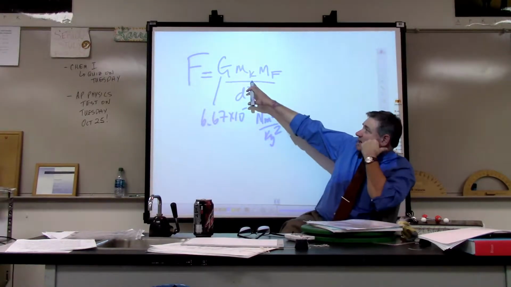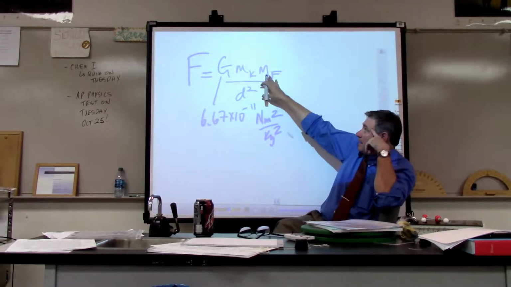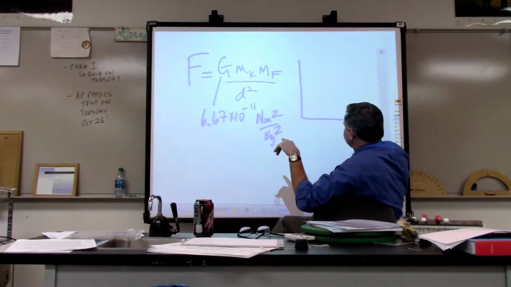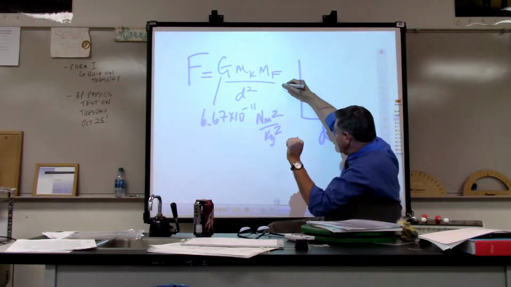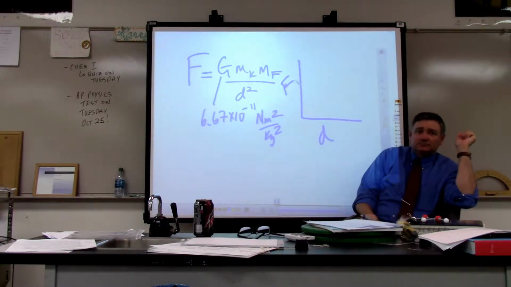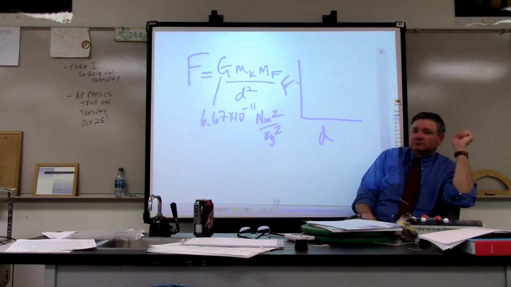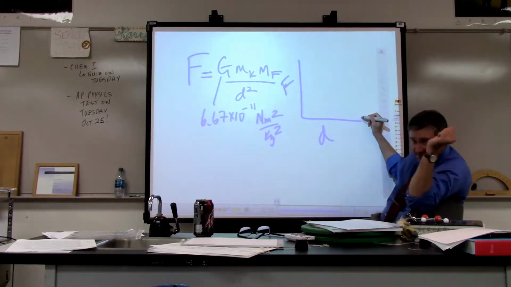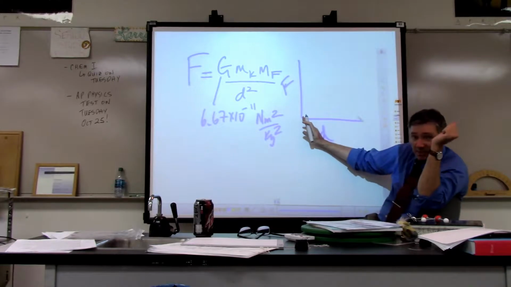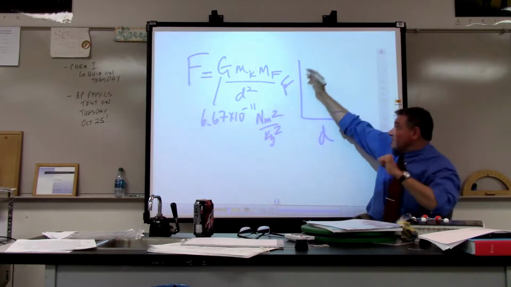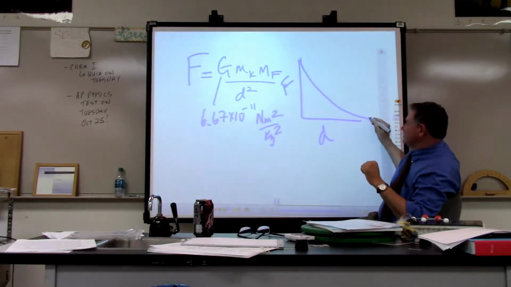So, yesterday we talked about, okay, here would be the mass of Kendra, the mass of the fire extinguisher, and the distance between them. If you were to draw a graph of distance and force, what would the graph look like? As distance increased, the force decreased. So as the distance gets bigger, the force is going to get smaller. As the distance gets smaller, the force is going to get bigger. And since it's squared, it's an inverse square. So we're going to get something like this.